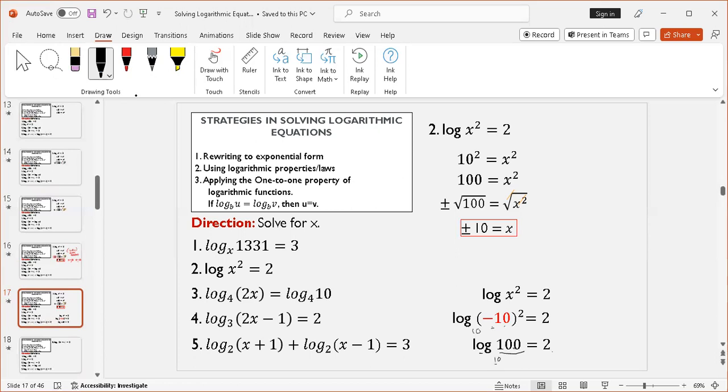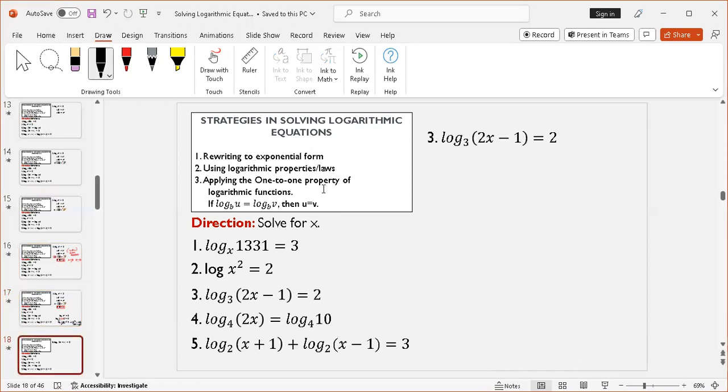Okay? Using your calculator, this is also correct. Pwede nyo naman para ma-check, i-transform nyo sa exponential form. Okay? 100 is equal to 100. Okay, so ibig sabihin pala, in this equation, both positive and negative 10 are the solution. Okay? So that's for example number 2. Let's have example number 3.